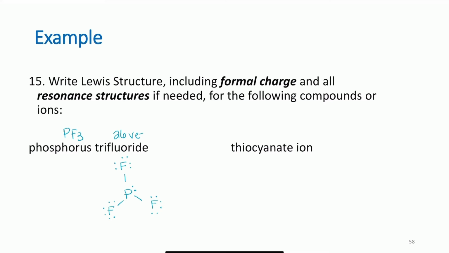Your thiocyanate ion. Thiocyanate, thio means sulfur, cyanate, CN. So thiocyanate, SCN-. Sulfur, 6 valence electrons. Carbon, 4 valence electrons. Nitrogen, 5 valence electrons, and a -1 charge. So 6 plus 4 is 10, plus 5, 15, plus 1, 16 valence electrons. It is connected the way the formula reads. Give your outer atoms their octet.